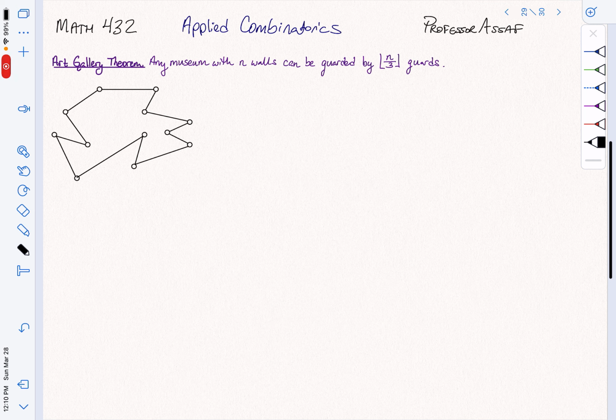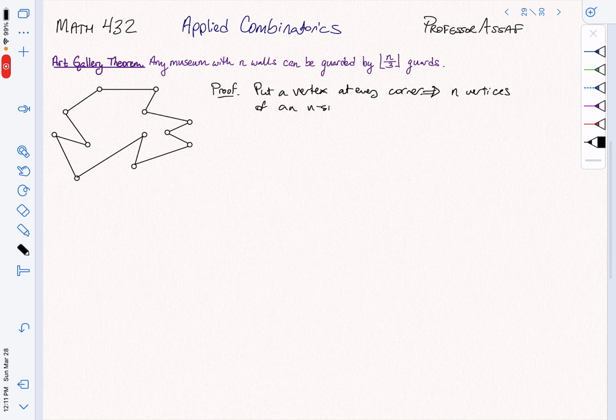To prove this, we need to turn it into a more mathematical statement. So that's the first thing we're going to do. We're going to put a vertex at every corner. A corner is where two walls meet. So put a vertex at every corner. And then that's going to give us n vertices of an n-sided polygon, where those sides are the walls.